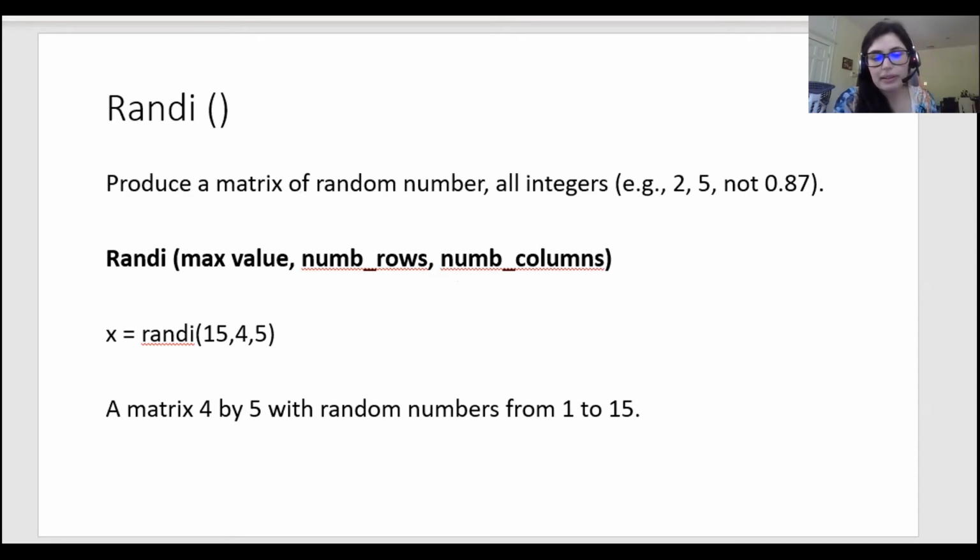And so randi is a function that takes a few arguments. The first one is the maximum value contained in the matrix, so max value here. Then the second one is the number of rows, and the third one indicates the number of columns. So for example, here, x equals randi(15, 4, 5) produces an output of a matrix that is 4 by 5 with random numbers from 1 to 15.